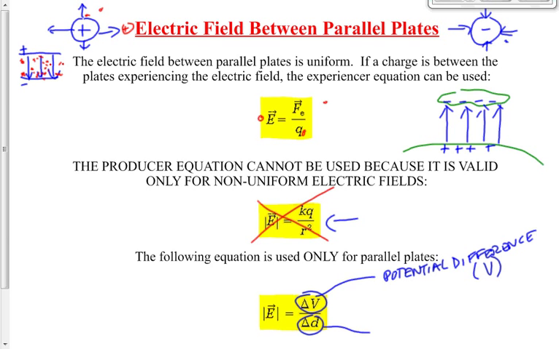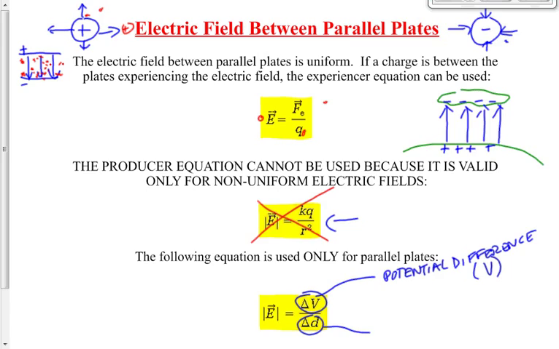Tell me what you think delta D stands for. Yep. No, it's a good guess though. Good guess. Yep. Good. It's the distance between the plates. Displacement is inferring movement, right? Now, you may have a charge in between those plates that is moving. In fact, a lot of times we do have a charge that's moving.